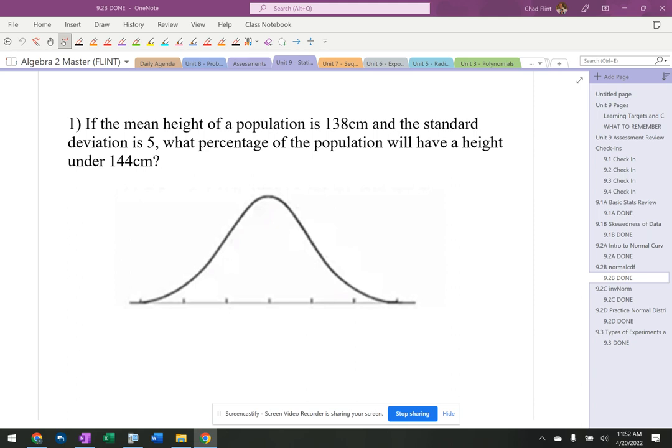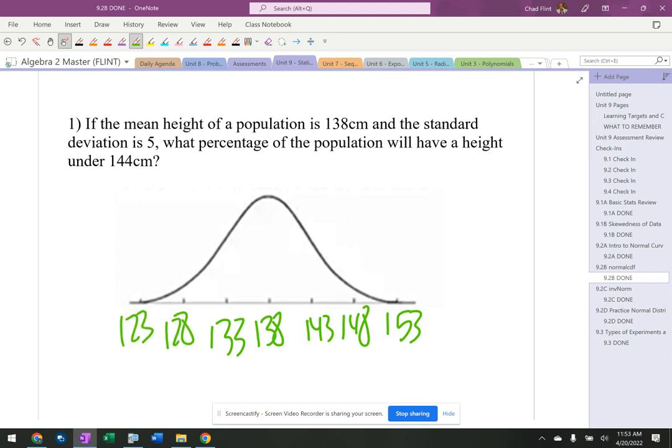All right, so this says mean height of the population is 138. Standard deviation is 5, so 143, 148, 153, 133, 128, 123. Okay? What percentage of the population will have a height under 144?